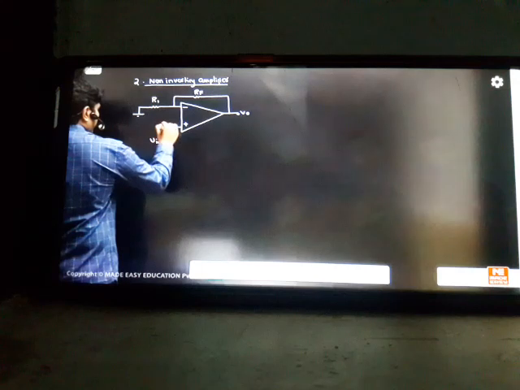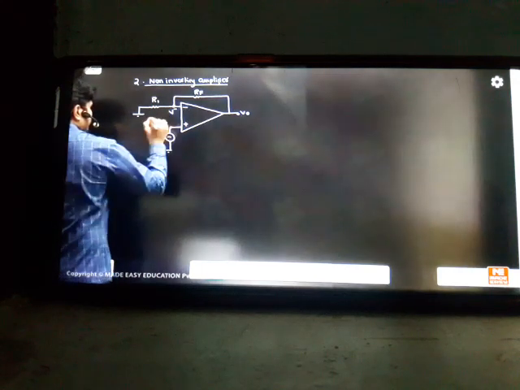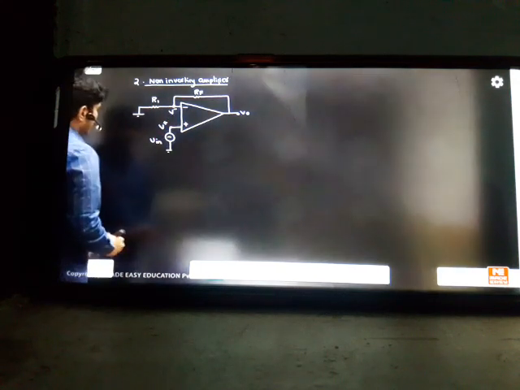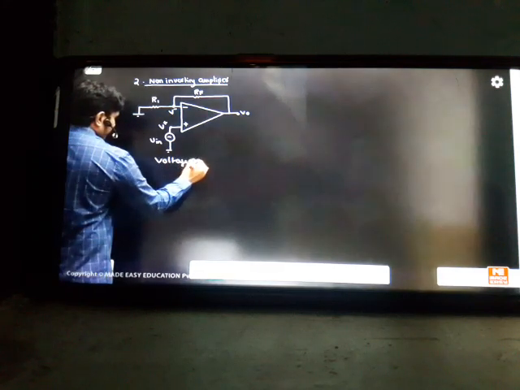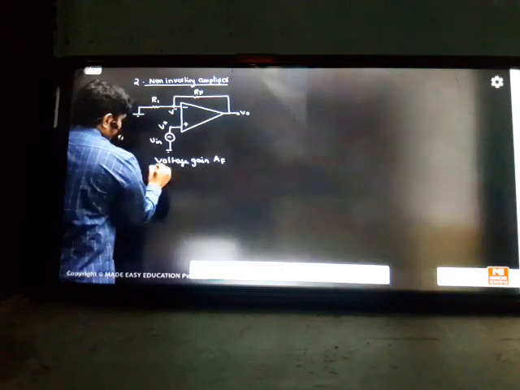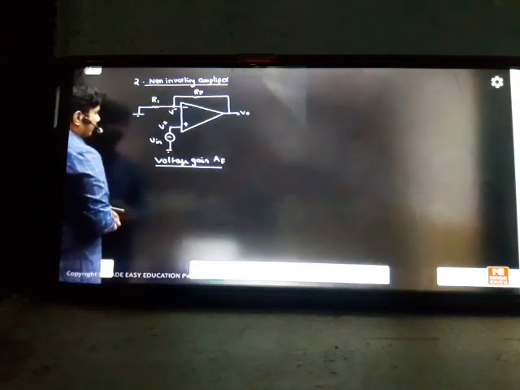This terminal will become V plus. This one will become V minus. We have two inputs again, V plus and V minus. So start with the first concept, voltage gain. That is the first calculation I'm doing. You have to find the closed loop gain AF. If you want to find AF, how do you do it?